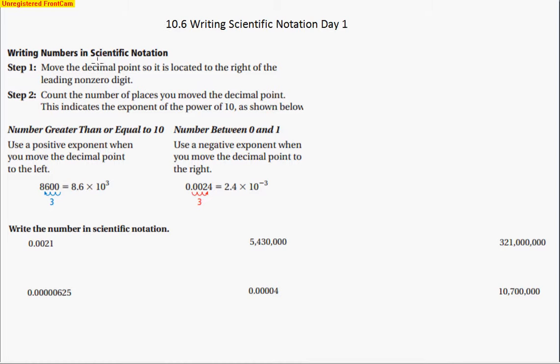So let's take a look at what we're doing here today. We're taking a number that's in standard form and putting it into scientific notation. So what we're going to end up seeing is either a very big number, like this one here, or a very small number that is between 0 and 1.